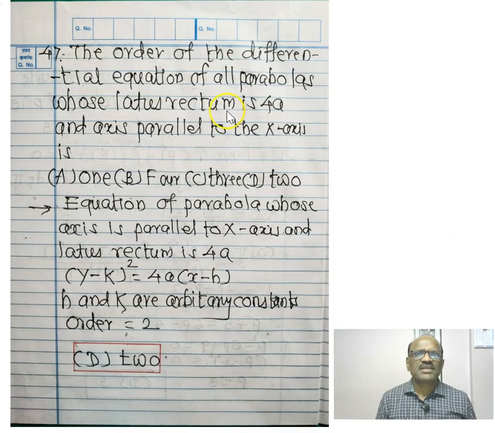Now next question: the order of the differential equation of all the parabolas whose latus rectum is 4a and whose axis is parallel to the x-axis is. Now see this, the equation of a parabola whose axis is parallel to the x-axis and whose latus rectum is 4a. Therefore its equation is (y minus k) square equals 4a times (x minus h), where h and k are arbitrary constants.